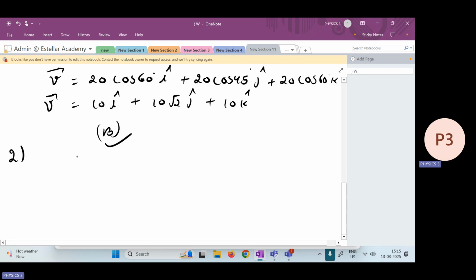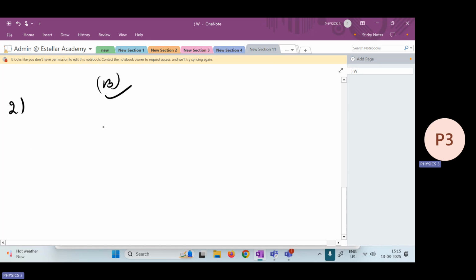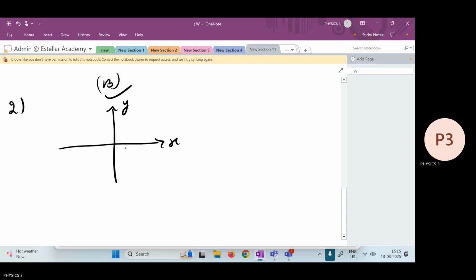Now let's come to the second question. We have been given a vector A that makes an angle of 240° with the positive x-axis. So we have to find its components along the x and y-axis. So first we will make this x-axis and this y-axis. Now we have to make the vector A, as it is making an angle of 240° with the x-axis. So it comes out in the third quadrant. So the total angle will be 180° on the above and 60° with this.